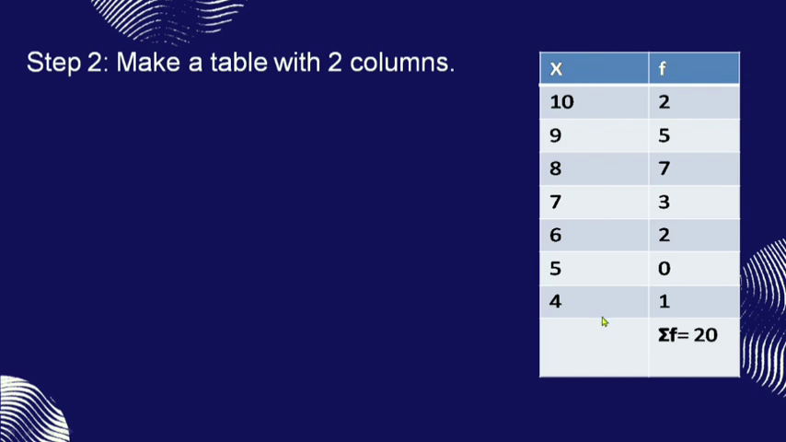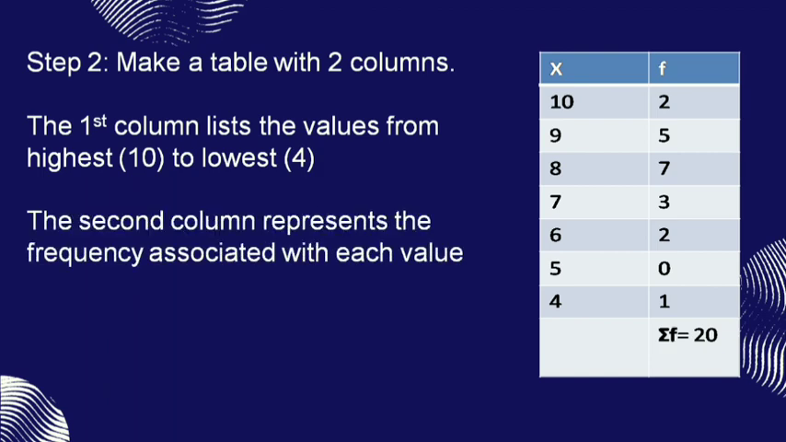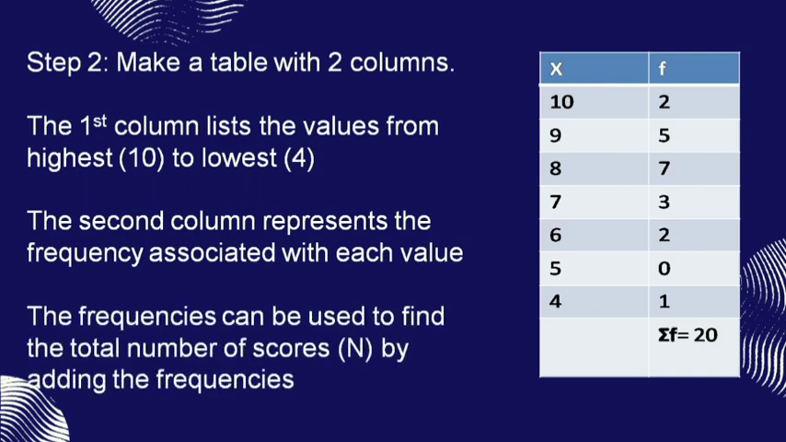Notice that all of the possible values are listed in the table. For example, no one had a score of 5, but this value is included. The second column of the table represents the frequency associated with each value. For example, 2 people had scores of 10, so there is 2 in the frequency column beside the score 10. You also should notice that the frequencies can be used to find the total number of scores in the distribution. By adding up the frequencies, you obtain the total number of individuals.